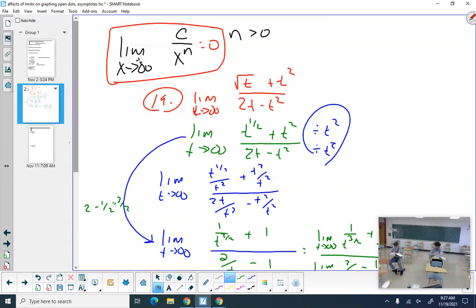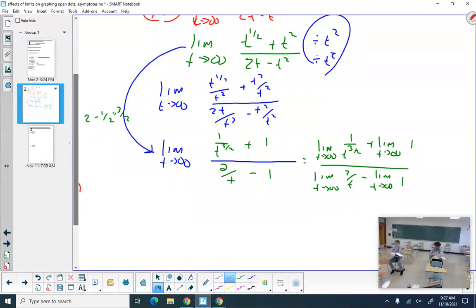With this property with respect to infinite limits, if I have a constant over t to any exponent, just so it's positive, I'm going to get a value of 0. So we are left with 0 plus 1, since the limit of a constant is that constant. So we have 0 plus 1 over 0 minus 1. So we're left with 1 over negative 1, which is negative 1.